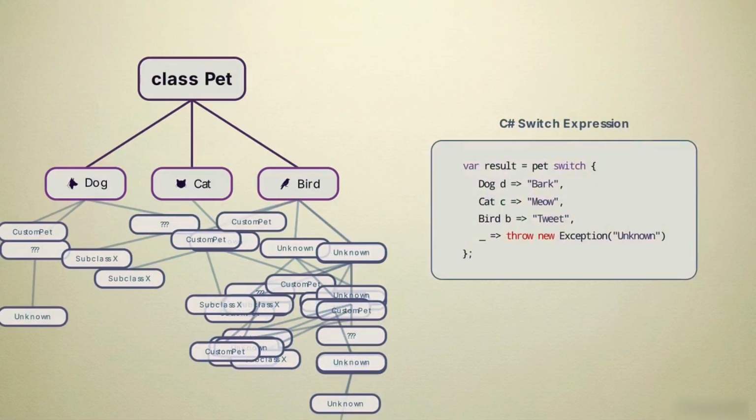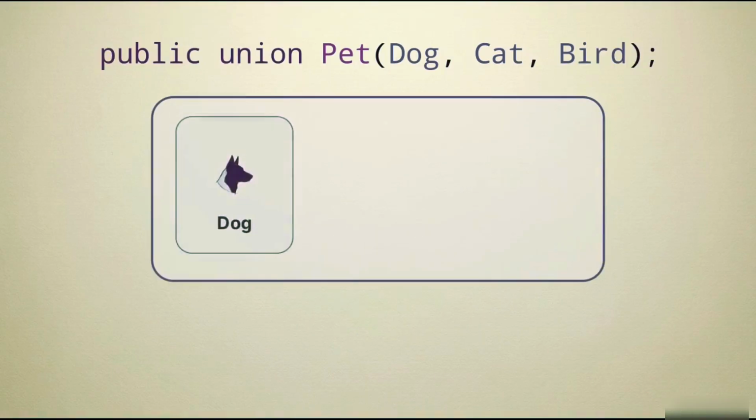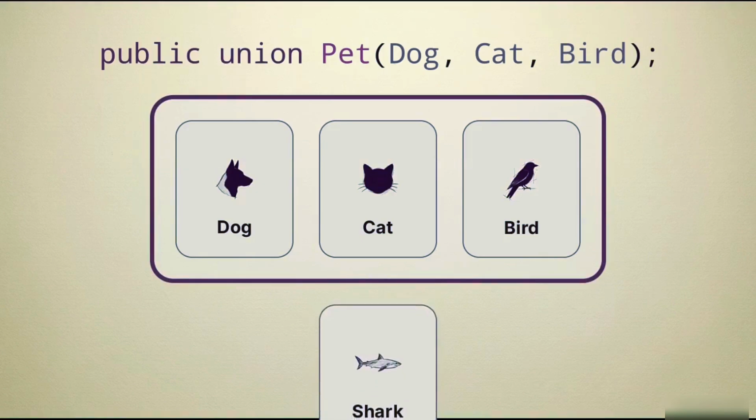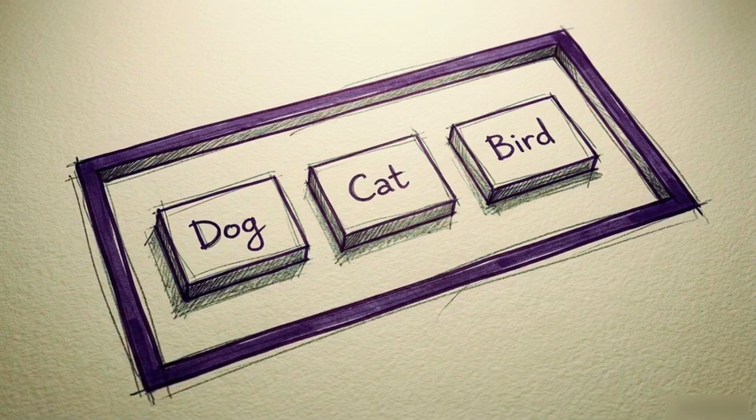Because the compiler can't guarantee it knows every possible subclass, it forces a default case in your switch statements to handle the unknown. C#15 introduces type union syntax, a public union named pet composed of exactly 3 types: dog, cat, and bird. This syntax explicitly locks the type definition. It prevents external classes from inheriting from or joining the union, creating a locked container for your data. Restricting the domain model this way allows the compiler to perfectly map the boundaries of your system.